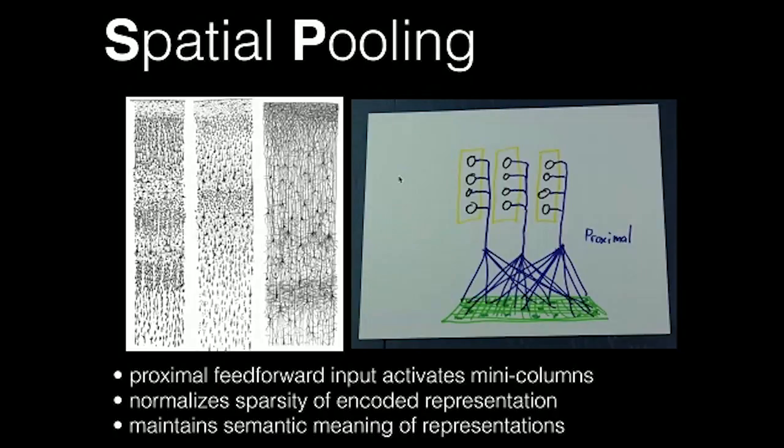I'm going to talk a bit about that. These are feed forward inputs coming from some input space that could represent sensory information, or perhaps information from other parts of the brain as well. As these mini columns observe that input space, they become active over time. And this allows us to normalize the sparsity of encoded representations while maintaining the semantic meaning. And that's the tricky bit.